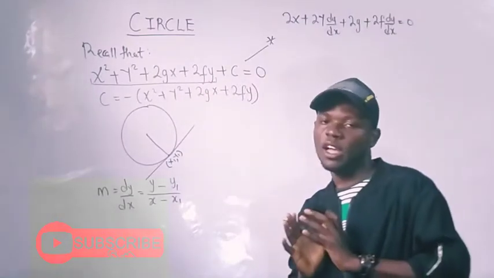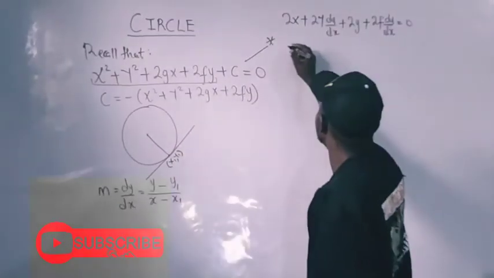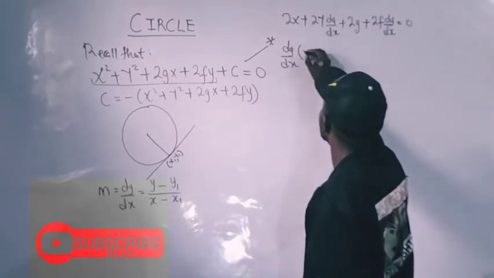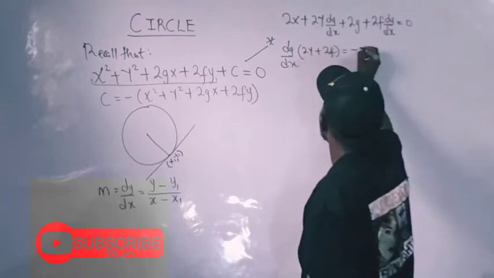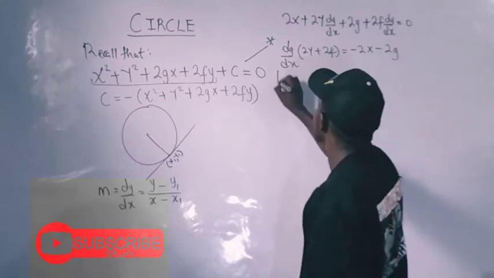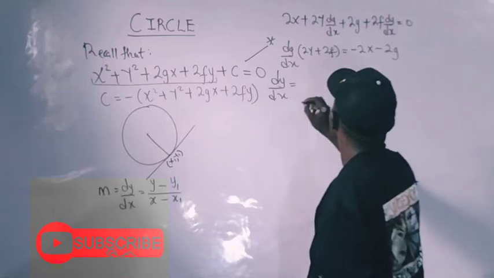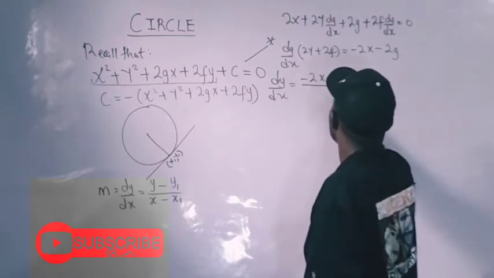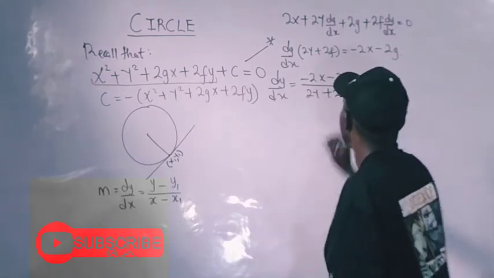Then I'm going to be making dy dx the subject of the formula. And if I do, I'll be having my dy dx in brackets times 2y plus 2f equals to minus 2x minus 2g, so that my dy dx, when I divide both sides by 2y plus 2f, I'm having minus 2x minus 2g all over 2y plus 2f.